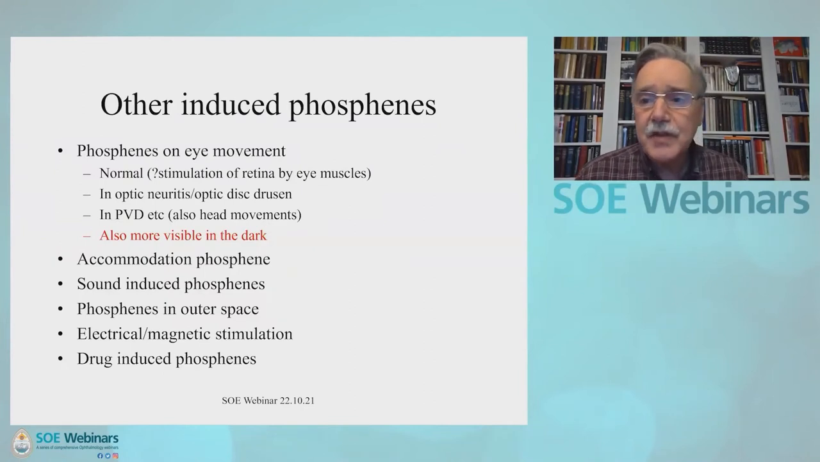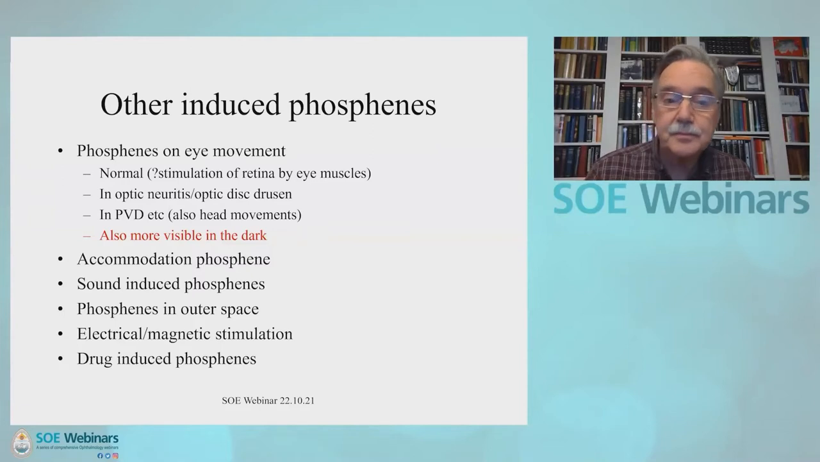So other induced phosphenes, not enough time to go into all of these in detail, but I will mention phosphenes on eye movement. This can be a normal phenomenon. We think this may be stimulation of the retina by the eye muscles, but it also occurs in optic neuritis and occasionally with optic drusen or other optic nerve tumors and so on. And the patients will say that they see a flash of light when they move the eye in the dark. So like retinal phosphenes, these are washed out by normal light. And of course, vitreous detachments will also produce this kind of phosphenes, which are evoked by eye movement, but maybe also head movements.